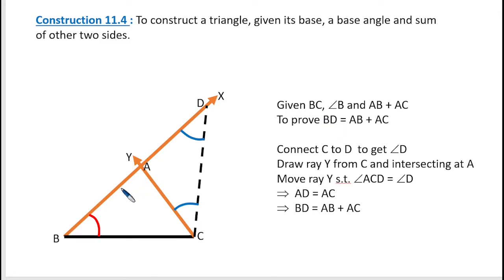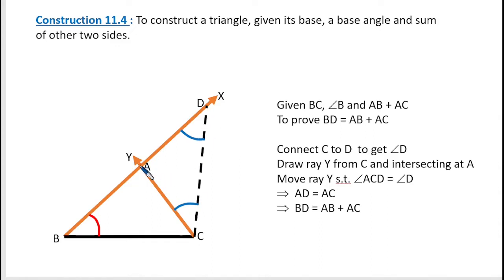So here I have to find a point A on the ray X. D is a point which is marked, which is AB plus AC. So how do I find this point A? What I do is I connect C to D, and I get an angle D here. And now I draw a ray having the same angle, this angle here. I can move this ray till I get the same angle, and I call this intersection point A.